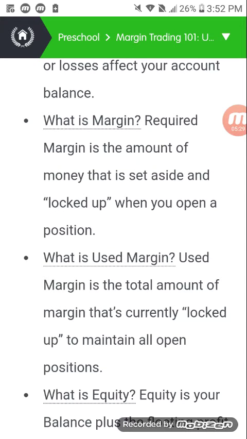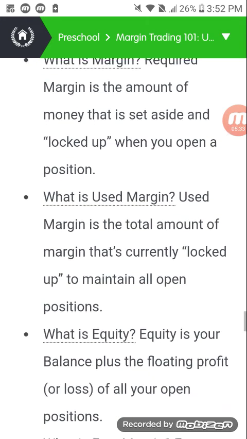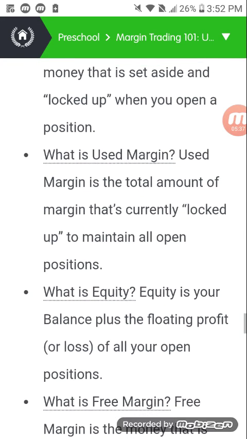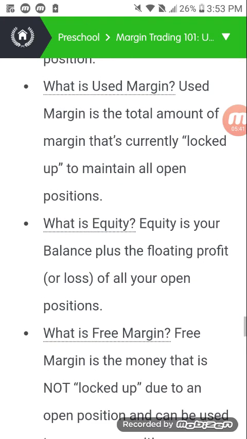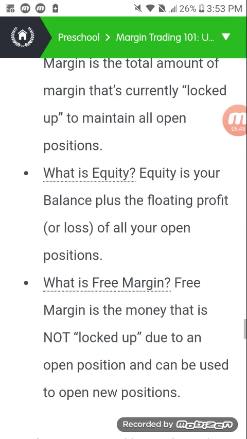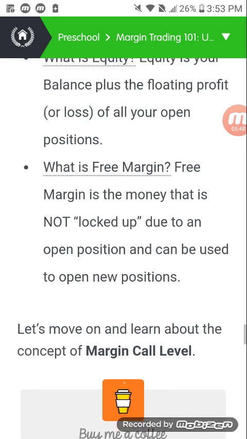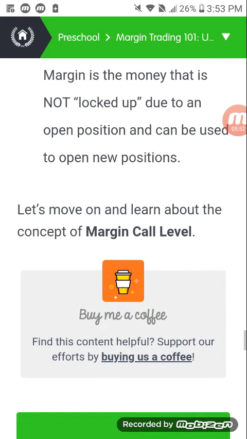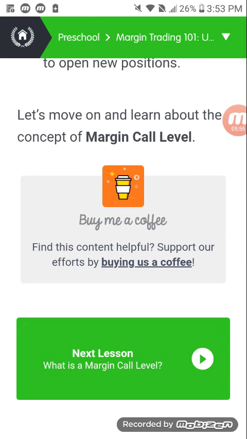What is margin? Required margin is the amount of money that's set aside and locked up when you open a new position. What is used margin? Used margin is the total amount of margin that's currently locked up to maintain those open positions. What is equity? Equity is your balance plus the floating profit/losses of all your open positions. What is free margin? Free margin is the money that is not locked up by open positions and can be used to open new positions. We just learned about margin level. We're going to talk about margin call levels next.